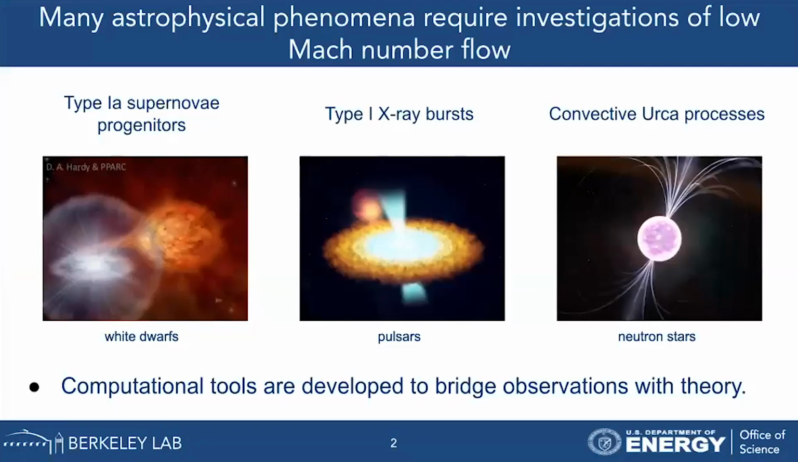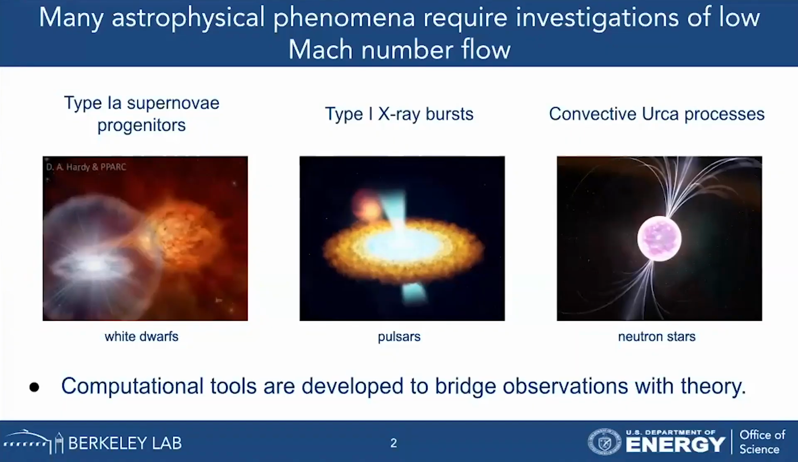So in the astrophysics community, there are many interesting phenomena that occur in the low Mach number regime. Here I've listed 3 of them. The first one is a Type 1a supernova progenitor, which Don kind of talked about earlier. The Type 1a supernova is basically a powerful explosion that occurs in a binary system, and it tells us interesting things about the universe, such as how far its host galaxy is, and how fast the universe is accelerating.